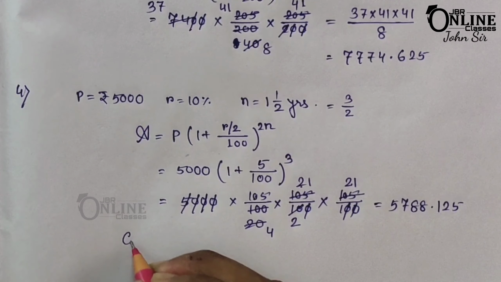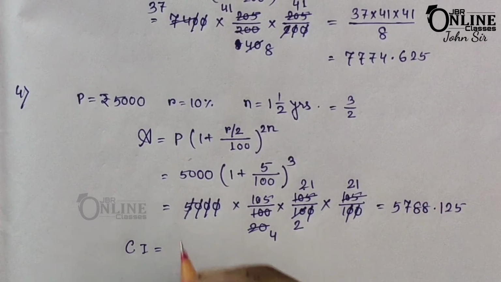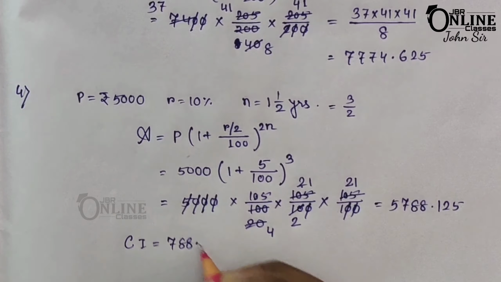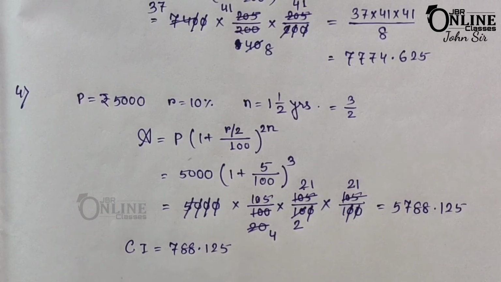Now you have to find out the compound interest. So subtract 5000 from this one, and you will get 788.125 as your compound interest.